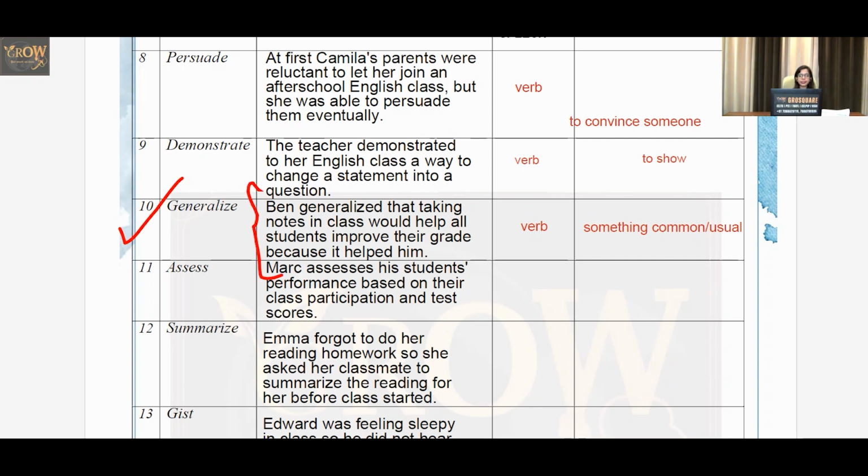So they are saying that Ben generalized that taking notes in class would help all students improve their grades because it helped them. Now Ben ने क्या generalize कर दिया कि अगर आप क्लास में notes लेंगे तो it will really help you to improve your grades. Why he generalized? क्योंकि उसके personally scores better हो गए थे so that's why he said अगर आप भी notes लेंगे तो आपके भी scores जो है better हो जाएंगे, right?